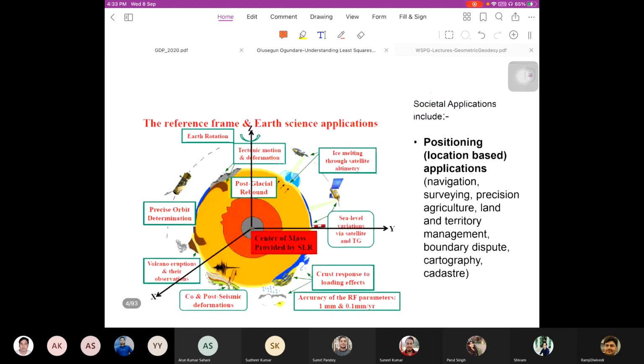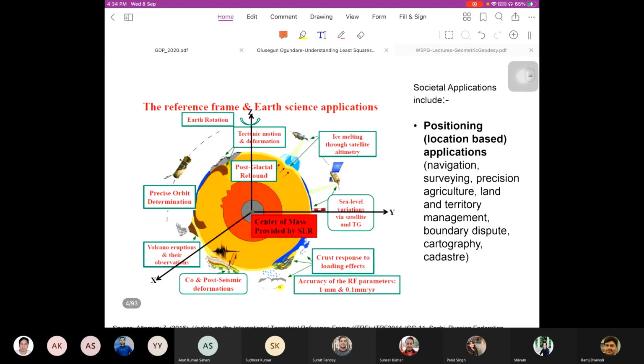This is a very good figure that explains everything. This is your Earth, let's say, with the lithosphere and the mantle opened up. You have a geocentric coordinate system with your X, Y, and Z axes, and these are all associated phenomena which we have to explain.